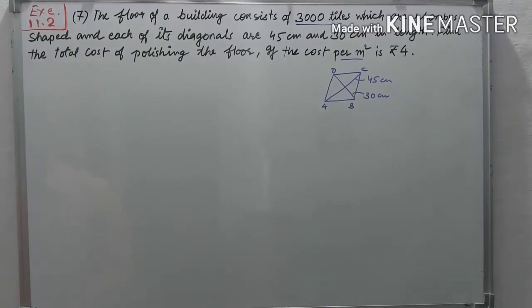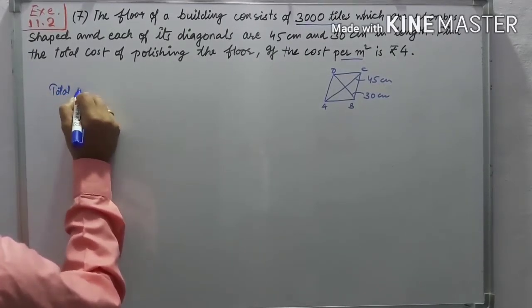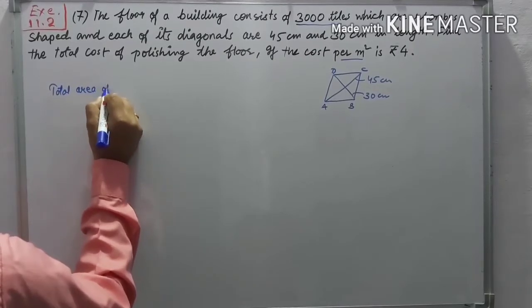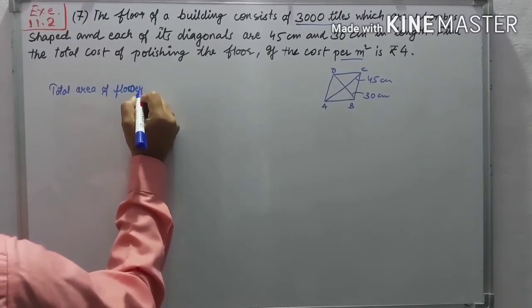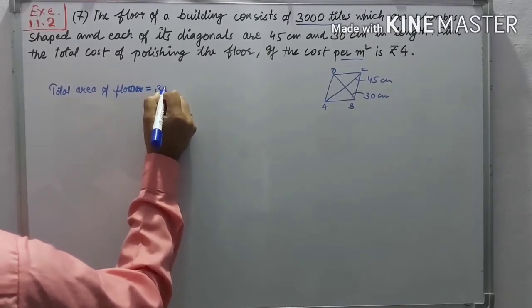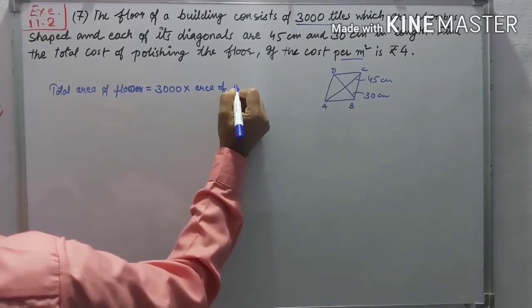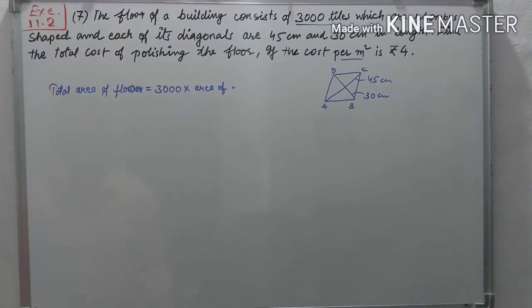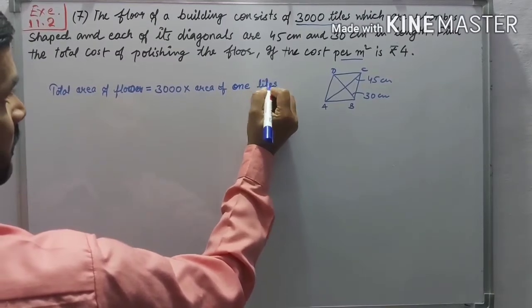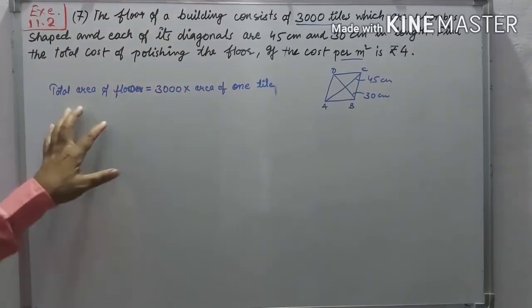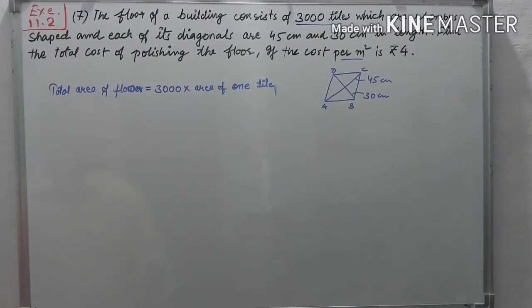First, the total area of the floor is 3000 into the area of one tile, because the area of one tile is multiplied by the total required tiles, 3000. Okay, now we solve.